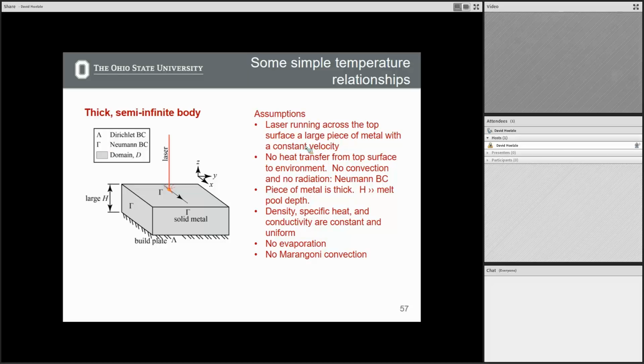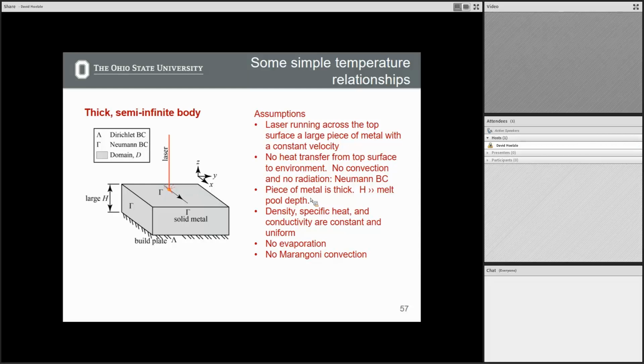So the assumptions are basically that we're just running a laser across the top surface of a large piece of metal at a constant velocity. There is no heat transfer from the top surface to the environment, which means no convection, no radiation, no evaporation. This is the Neumann boundary condition at this surface here.